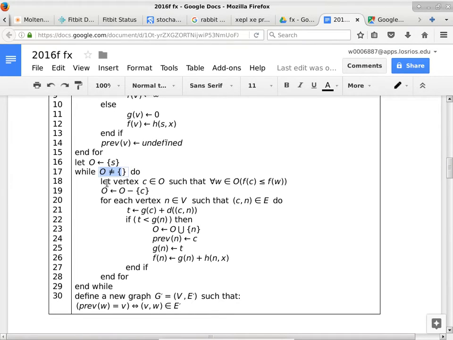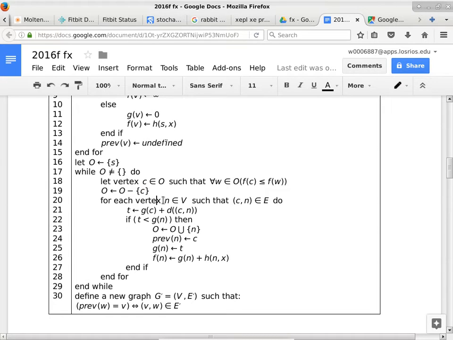Inside, the first thing we do is find a vertex C in the set O such that F of C has the least value amongst all of the other vertices in O. So we're finding the vertex that has the shortest F value within the set O. Then we choose that one, and the first thing we do is remove it from the set O, and then we look at all the neighbors.